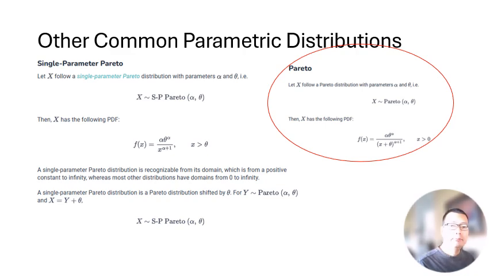So if you let Y follow the Pareto with alpha and theta, and X equal Y plus theta, then X will follow the single parameter Pareto.